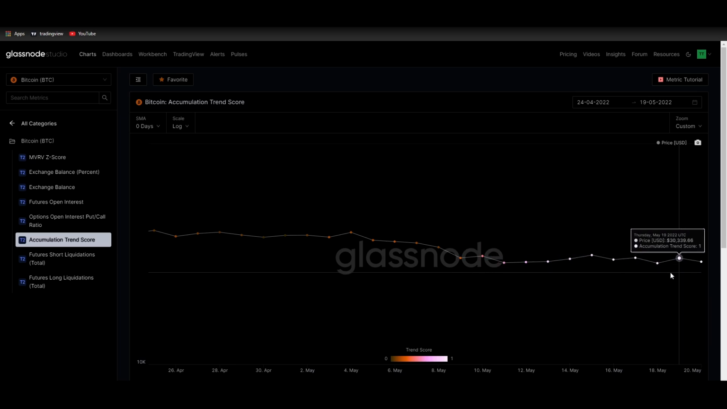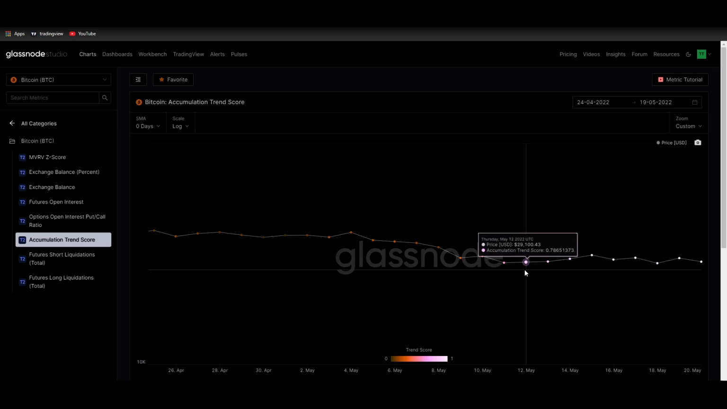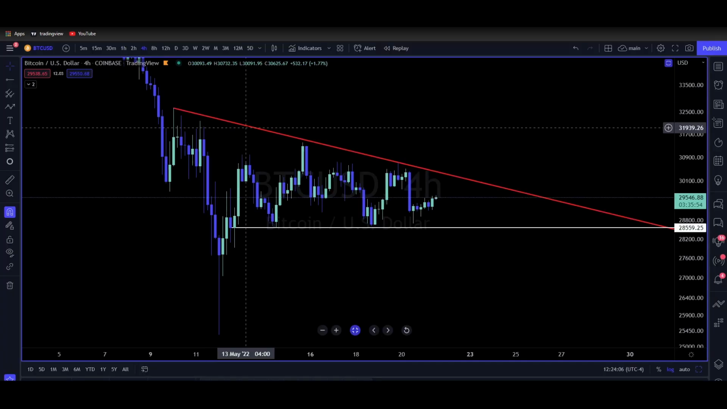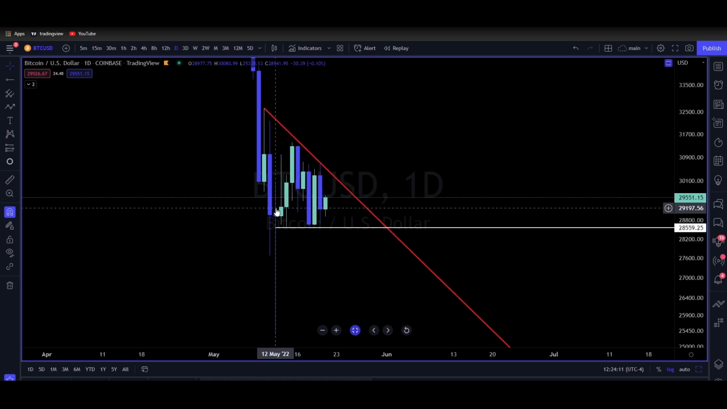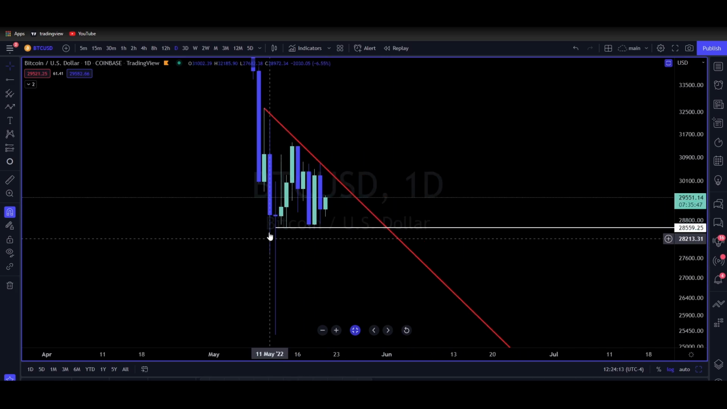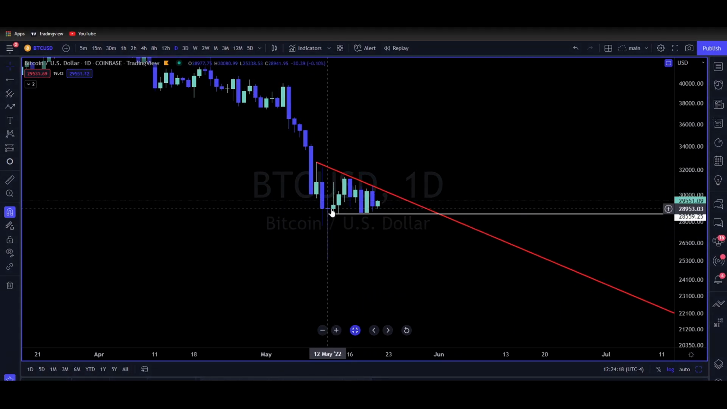For the last 4 days, we have had an accumulation trend score of a complete 1, not 0.99421232 like this, but 1, 1, 1, 1. Lots of buying going on, and the accumulation has actually been going on since May 11th. Back over here to the spot market chart, let's get over to May 11th. There's the 13th, 12th. So on this day here, people were buying, and the next day had the capitulation wick to the downside.